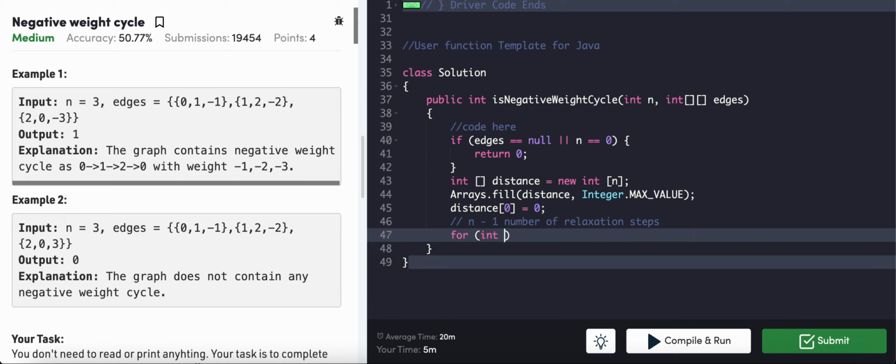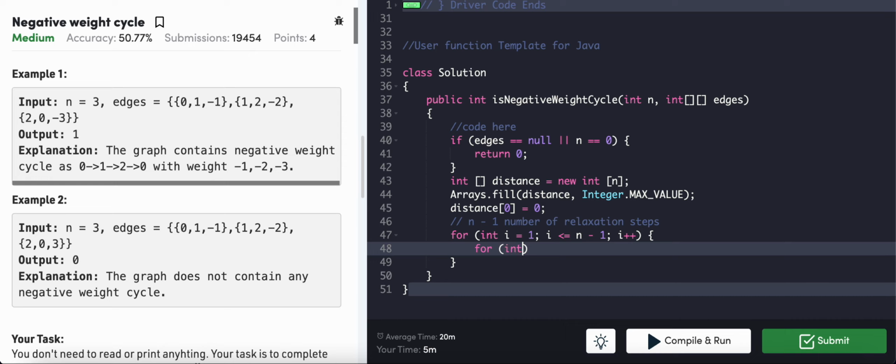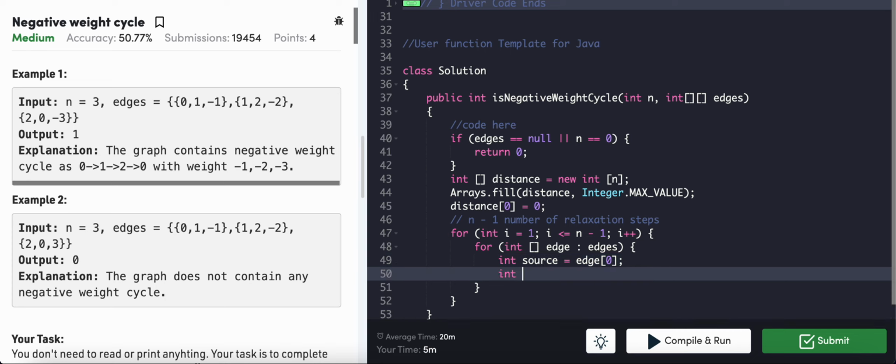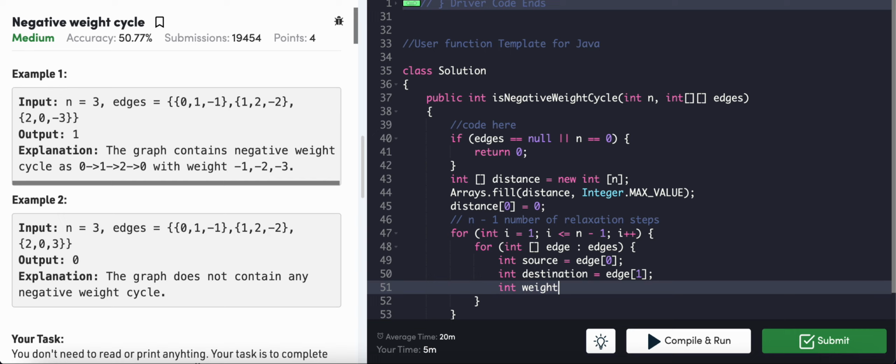Now for int i equal to 1, i less than or equal to n-1, i plus plus, we will be going through each of the edges from edges. So edge of 0 will be the source. So source is equal to edge of 0. Edge of 1 is the destination, so destination is equal to edge of 1, and weight is edge of 2. This is source, this is destination, and this is the weight.